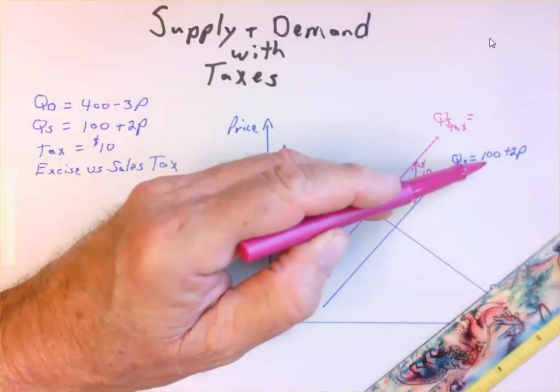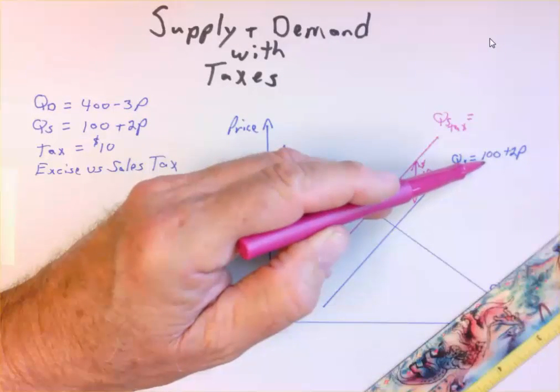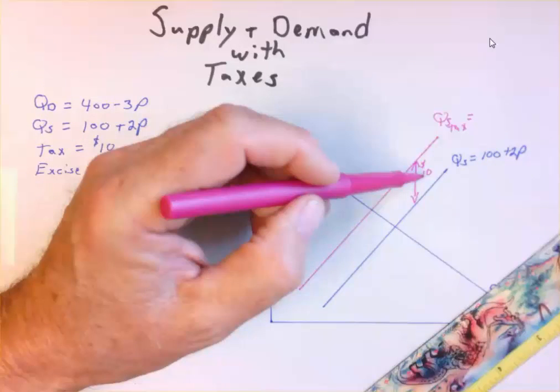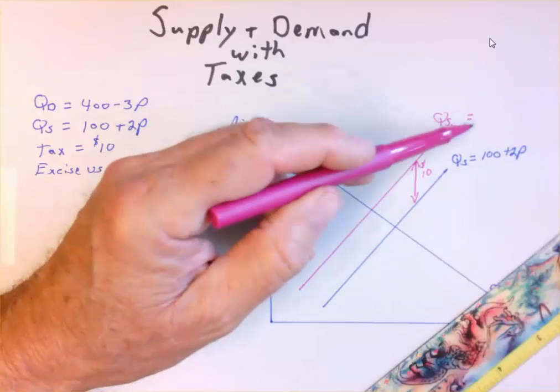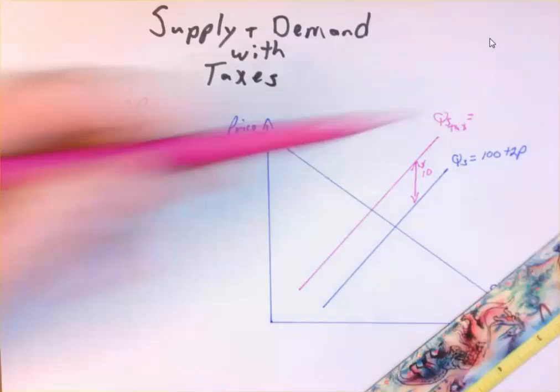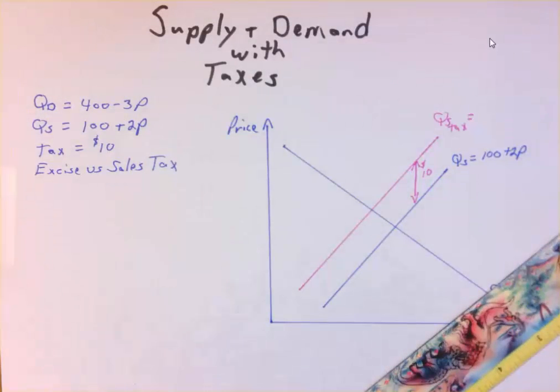One more time now, this number looks like the y-intercept, but it actually isn't. It turns out that's the x-intercept. So while you're tempted to just add 10 onto here and say that the QS tax is 110 plus 2p, that's not really what it is. Now you can work it out or ask me to do it in class, but there is a shortcut technique, and the technique is as follows.